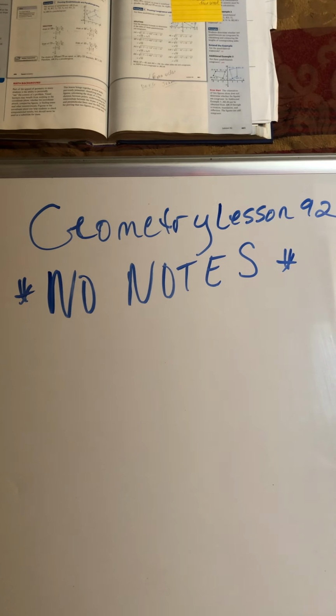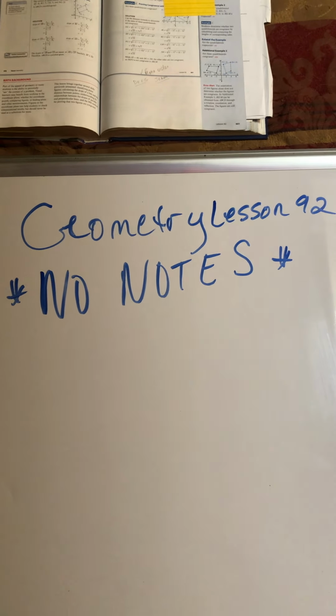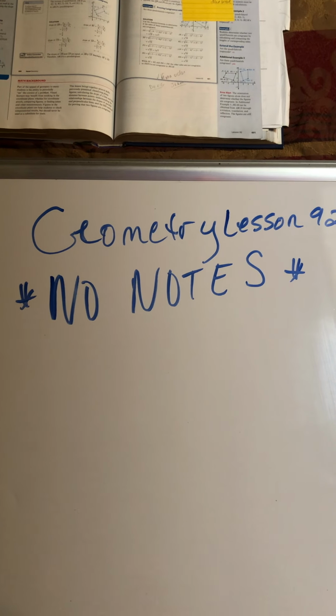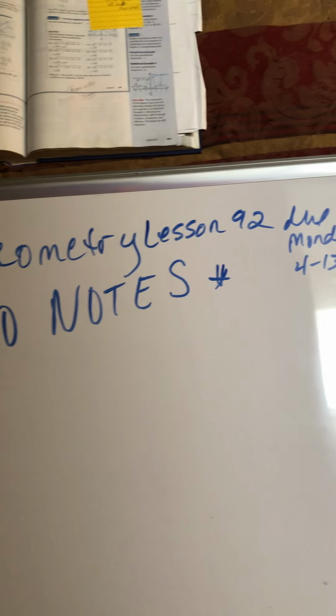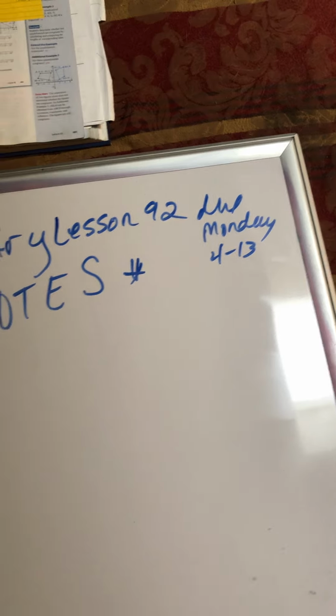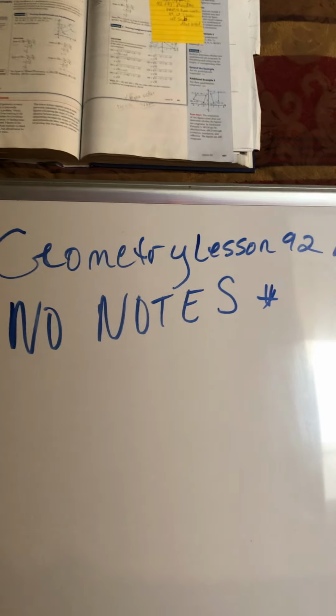So this is geometry lesson 92. We're skipping some, going on to 92. I'm not giving notes. What we're going to do is work the practice together. 92 is due Monday, April 13th. So lesson 92, again, not giving any notes.